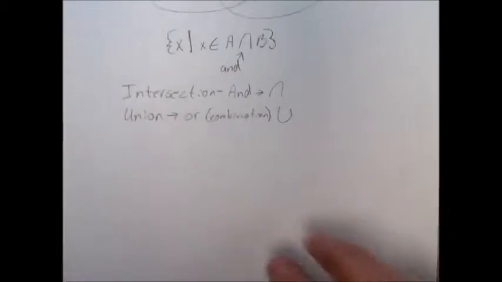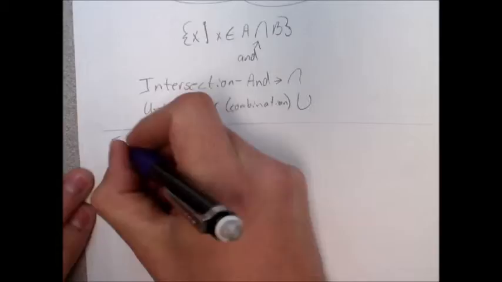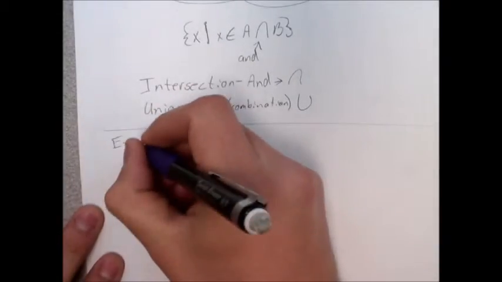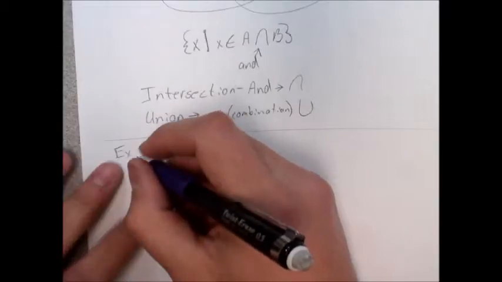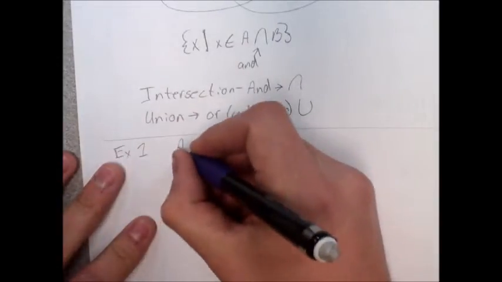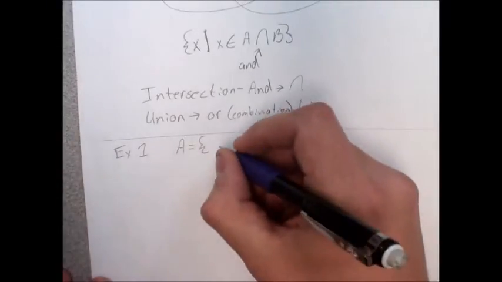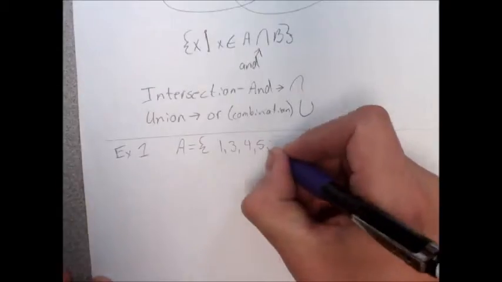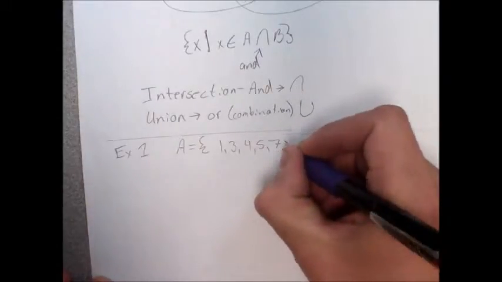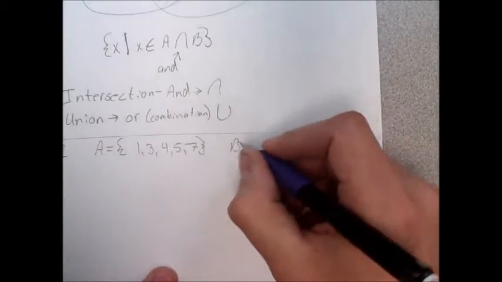Let's do a few examples of this one. We'll do example 1 from this book. Example 1 starts with a set of numbers. I'm going to shorten the set. So A is the set of numbers, and copy them as I say them. 1, 3, 4, 5, 7. Close that set. And B is the set of numbers 2, 4, 6, 8, 10.